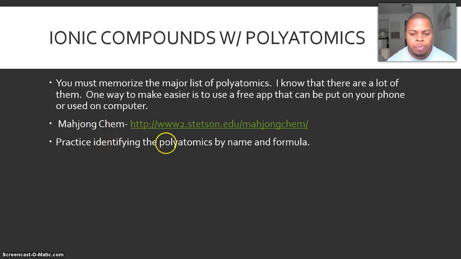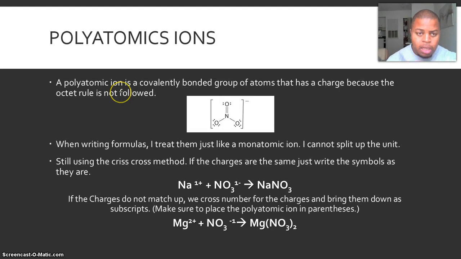Now, if we have polyatomics, first off, we have to figure out what is a polyatomic. The polyatomic is going to be basically a covalently bonded group of atoms. Now, why does it have a charge on it? Because it's a polyatomic ion. It's going to be because in some way, shape, or form on one of these atoms, the octet rule is not satisfied. That being the case, it's going to behave a little bit differently.